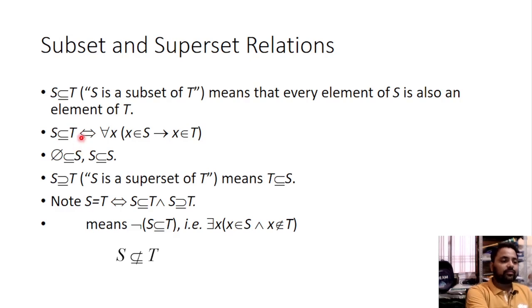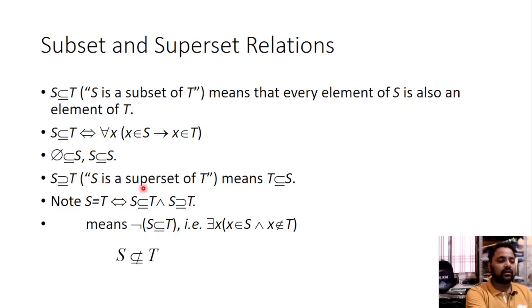Here S is a subset of T. S is a subset of T means that every element of S is also an element of T. So S is a subset of T means for all x, if x belongs to S, then x belongs to T. Here phi is a subset of S because it is the null set, and S is a subset of S.